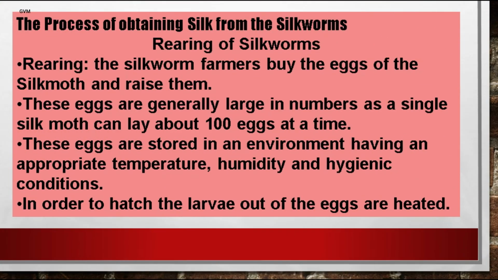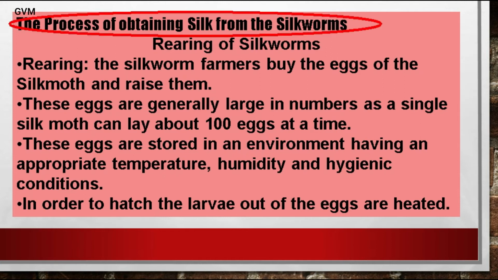Now students, let's discuss how the silk obtained from the silkworm is processed. So students, the first step is rearing of silkworms. Students, in rearing, the silk farmers basically buy hundreds of eggs of the silk moth and raise them, and these eggs are generally large in number because a single silk moth can lay hundreds of eggs at a single time.